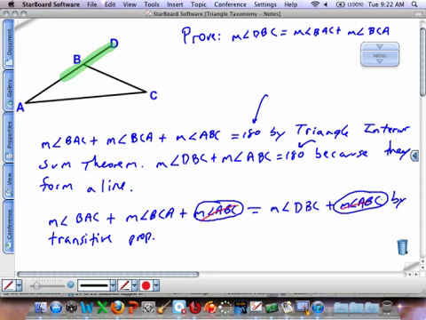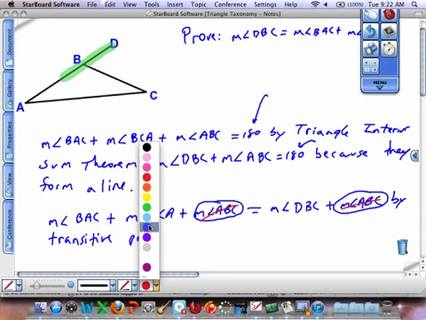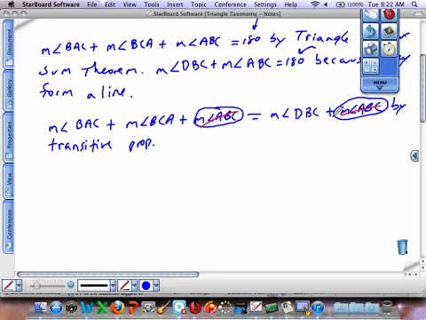Goodbye, goodbye. And therefore our final line of the proof is the measure of DBC is equal to BAC plus BCA by subtraction.